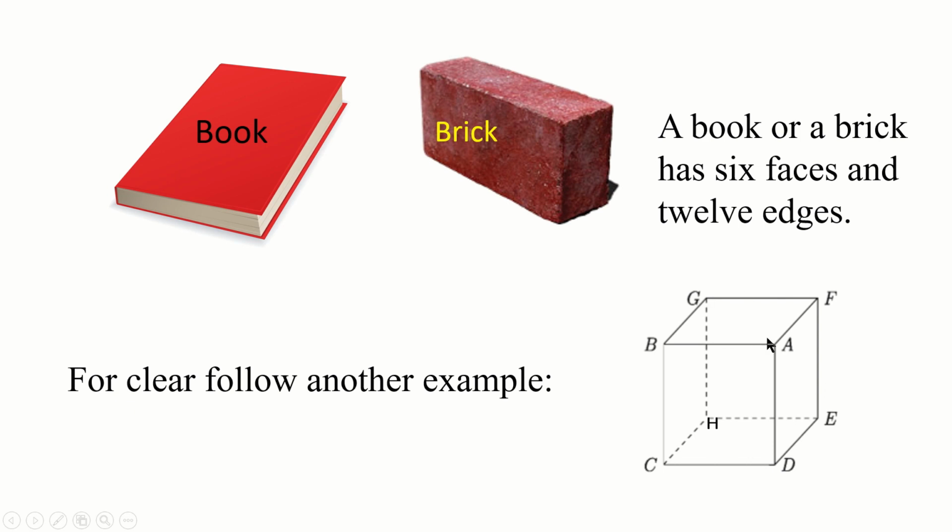Here follow A, B, C, F. This is a top face. C, D, E, H. This is the bottom face or surface. Total 2 faces. And here A, B, C, D and back G, H, E, F, 2 faces. And also A, F, E, D and C, H, G, B, 2 faces. That means in total there will be 6 faces or 6 surfaces.